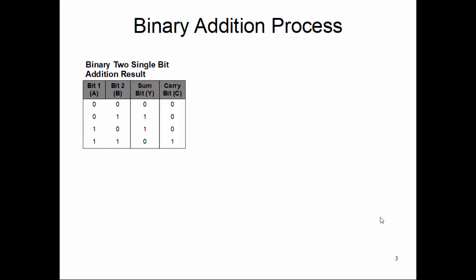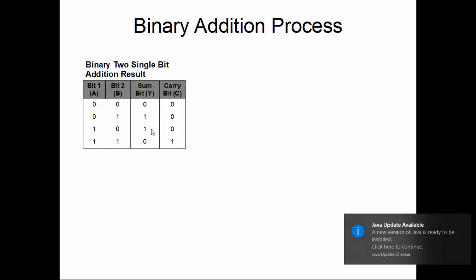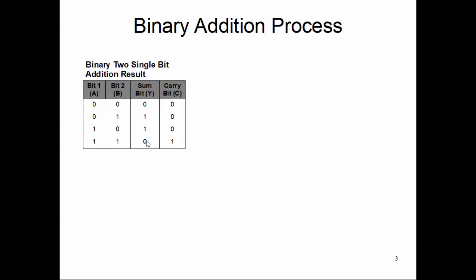Similarly for binary, if you add 0 plus 0, its sum is 0, carry is 0. 0 plus 1, sum is 1, carry is 0. 1 plus 0, sum is 1 and carry is 0. Only for 1 plus 1, your sum bit is 0 and carry bit is 1.